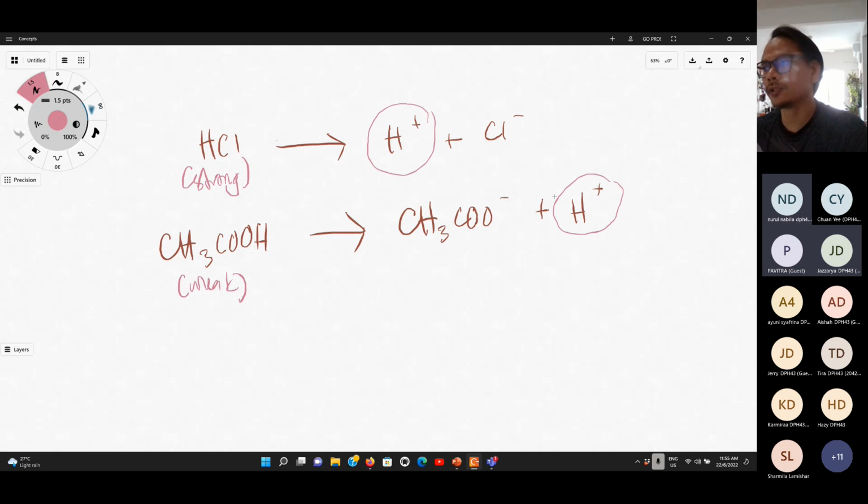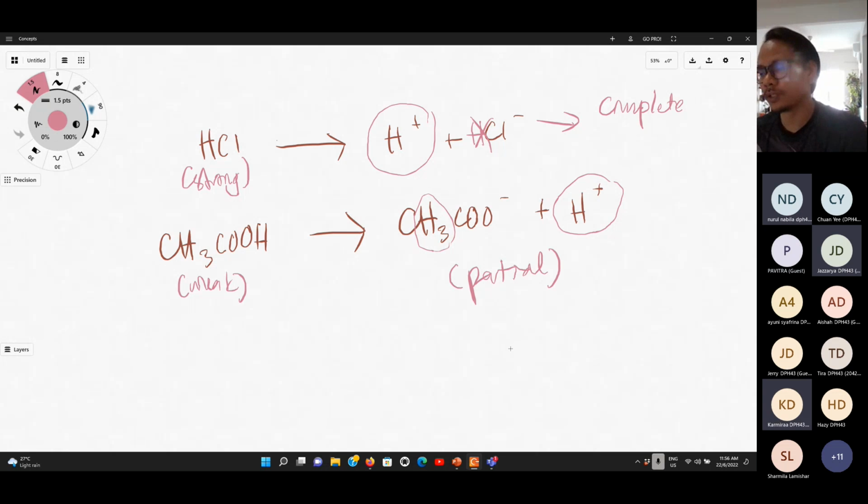Both produce hydrogen ion. Tapi this one, complete use of the hydrogen ion. There's no more hydrogen here. Ada satu saja atom of hydrogen and all of them are used untuk menghasilkan H plus ion. Tapi for acetic acid, CH3COOH ni, you can see although this H plus is produced, there are still more hydrogen here yang tidak digunakan. So this is partial. Itu yang dimaksudkan dengan partial production of H plus ion.